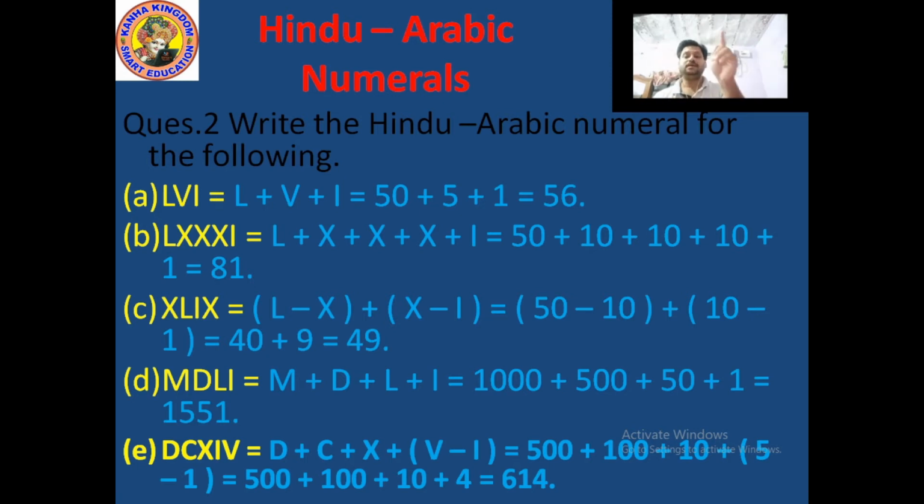Means 50 plus 10 equals to 60, 60 plus 10 equals to 70, 70 plus 10 equals to 80. 80 plus 1 equals to 81. Easy? Clear it? Enjoying? Very good. Now move to C part of this question.